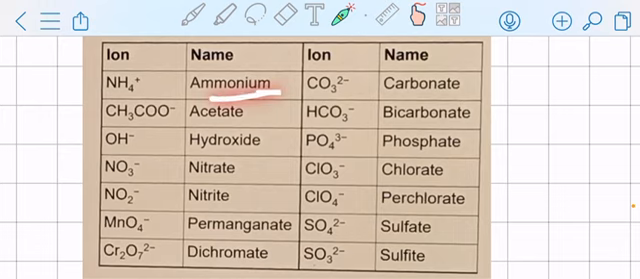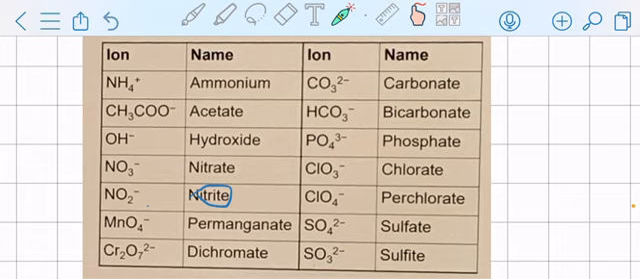Ammonium, I like to think of as "money" being a plus. So ammonium has a positive charge. It is one of the only polyatomic ions with such. Hydroxide, nitrate, nitrite. We can see again that nitrate has an extra oxygen compared to nitrite, but it does not have 4 oxygens, as I mentioned earlier, which is important to note.